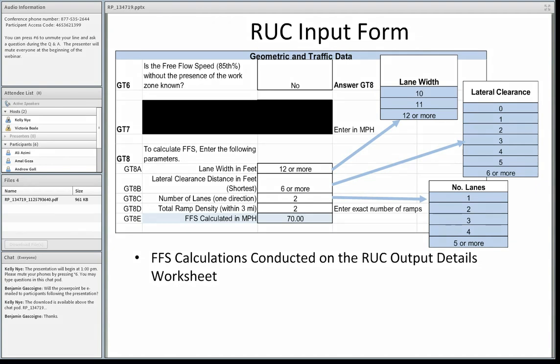So for determination of free flow speed, we're looking at the lane width, lateral clearance, number of lanes in one direction, the total ramp density within 3 miles, downstream and upstream of that work zone, and then the spreadsheet will automatically calculate the free flow speed for you. The free flow speed calculations are actually conducted on the output details sheet if you wanted to see the highway capacity correction factors that were being pulled to calculate that. So that's not totally hidden from you, it is still there.